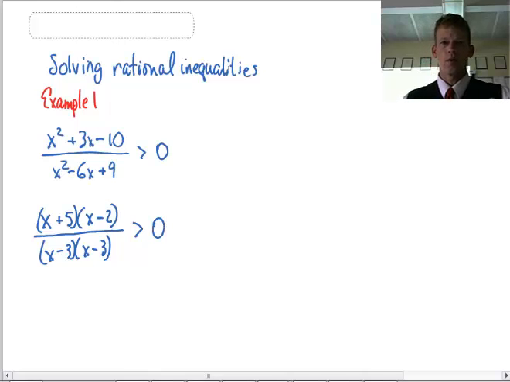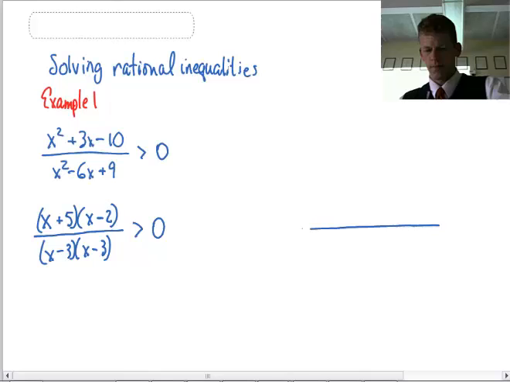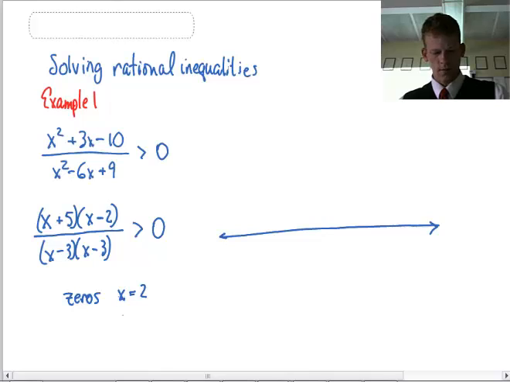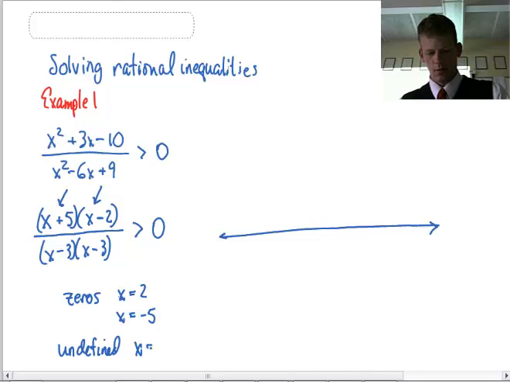So when we draw out our number line for interval testing, we're going to label our zeros. Our zeros are going to be found in the numerator. The zeros are at x equals 2 and at x equals negative 5 when we set these linear terms equal to 0. And the function is undefined wherever the denominator is equal to 0. So that's going to be where x equals positive 3.